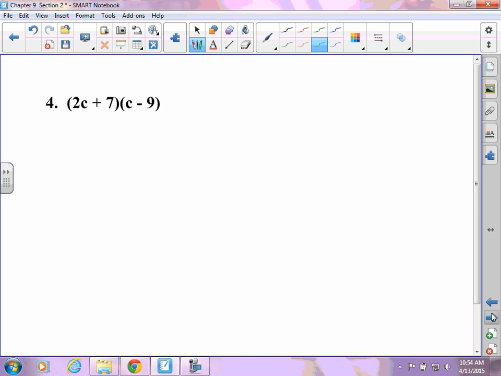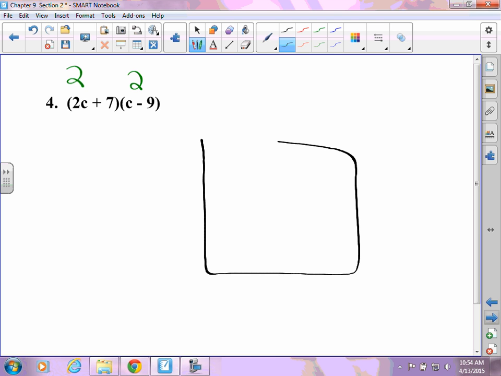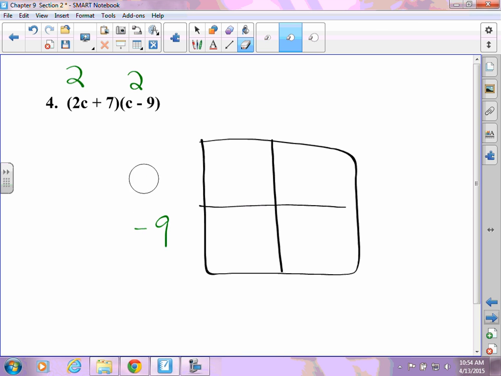Does it matter, do we have to put C squared and then negative 9 on the left side, or can we put it on the top also? You can either do C minus 9 here, or you can put 2C plus 7 here. Doesn't matter, because it's a 2 by 2. Same with a 3 by 3. Where it does make a difference is when you got a 2 by 3, the 2 has to go out front. Does that answer your question? That's a good question.